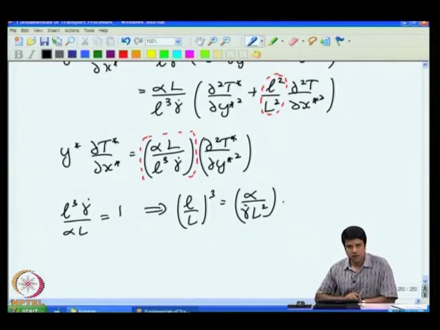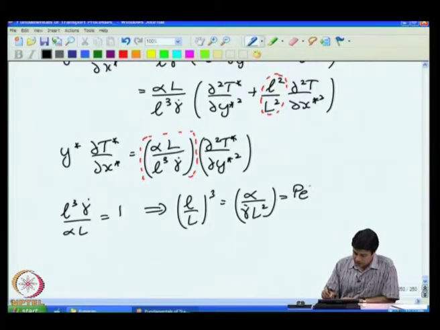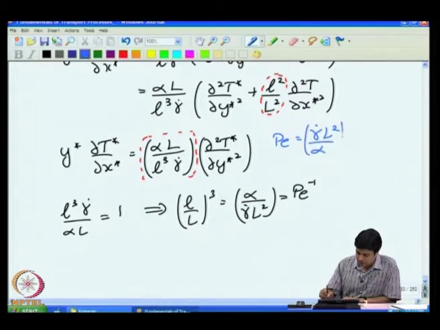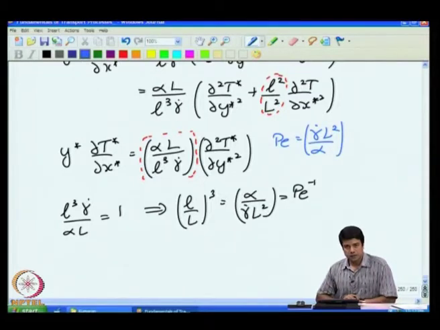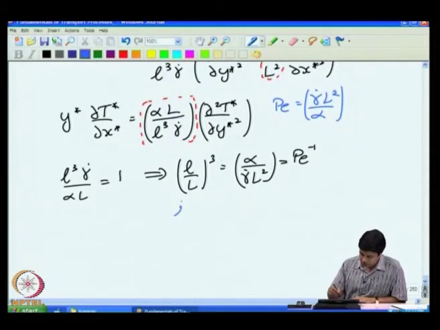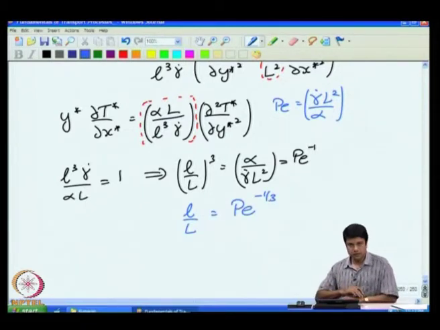Okay. Now, alpha by gamma dot L square was the original Peclet number that I had inverse, because if you recall, we defined the Peclet number as Pe equal to gamma dot L square by alpha for this problem. So, therefore, I require that small l by L is equal to Pe power minus 1/3.